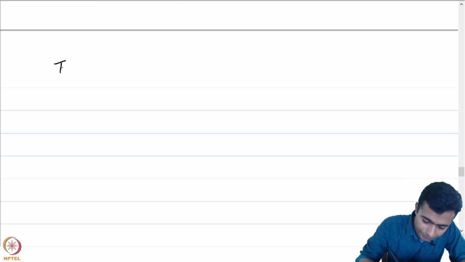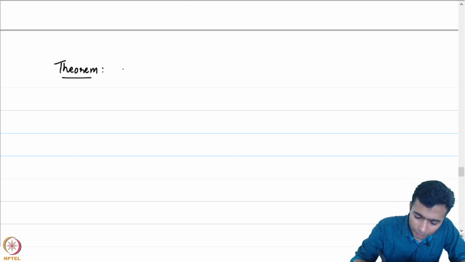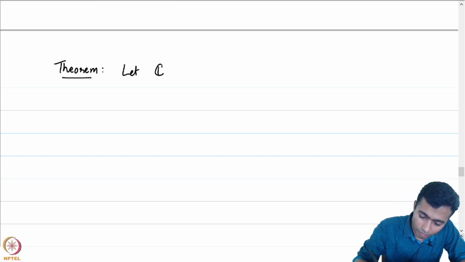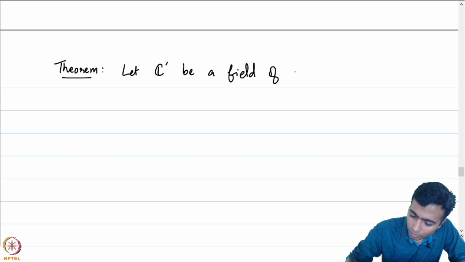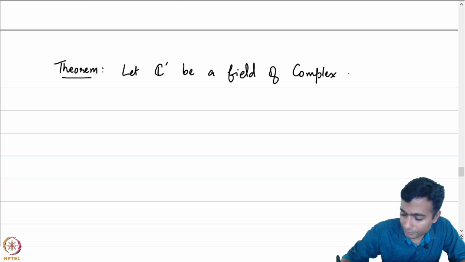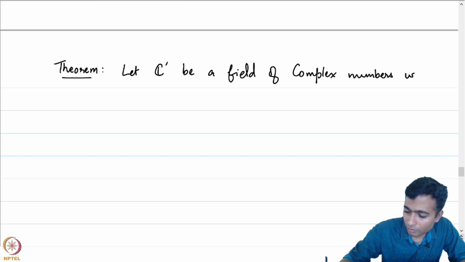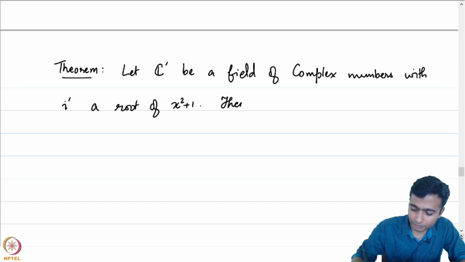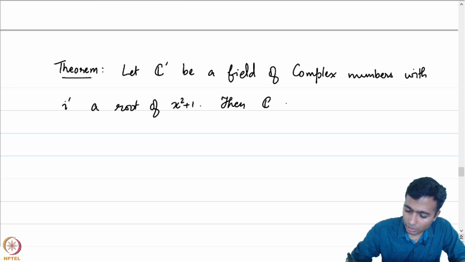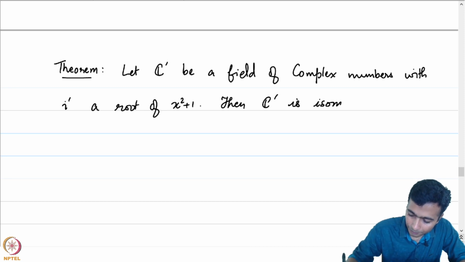Theorem. Let C prime be a field of complex numbers with I prime a root of x squared plus 1. Then C prime is isomorphic, a field isomorphism, to C.